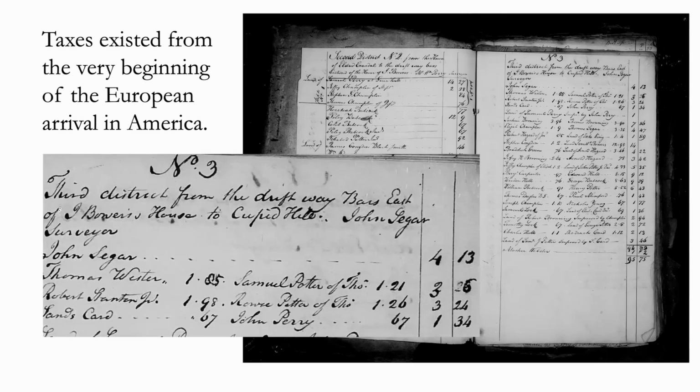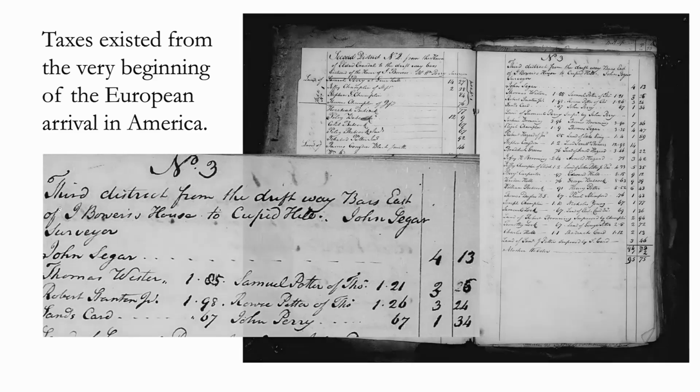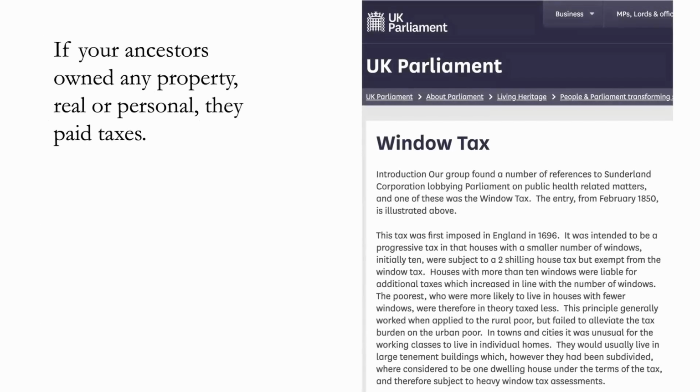So I just blew up part of this record so you could see what it looks like. And this is basically looking at a district and assessing taxes in various amounts. And these are back in, I guess we don't have a date on that one, but it's early. And one of the things you can count on is that if your ancestors owned any property, real or personal, they paid taxes.